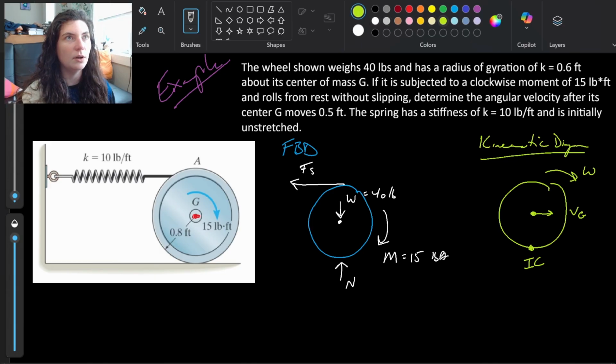Let's see, what color do I want? Pink. T1 plus the sum of U1 to 2 equals T2.